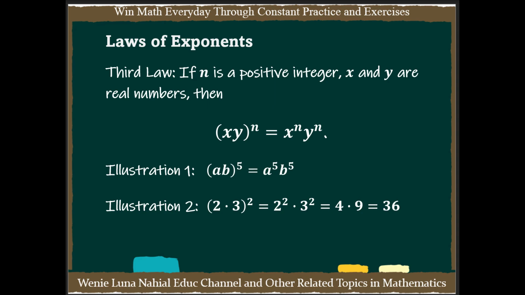Another illustration we have here, 2 times 3, their product is raised to the second power. So you can rewrite it as 2 raised to the second power times 3 raised to the second power. Getting the equivalences, you have 4 for 2 raised to the second power and 9 for 3 raised to the second power. So their product is equal to 36.